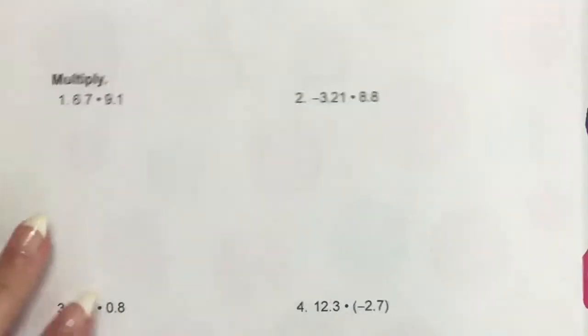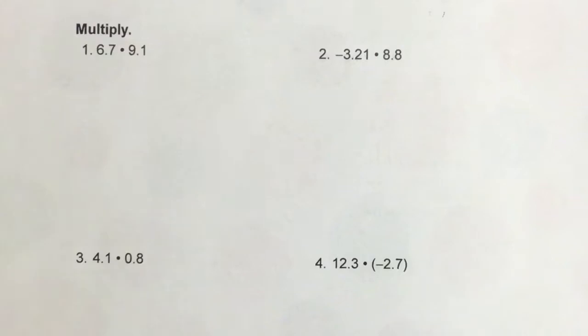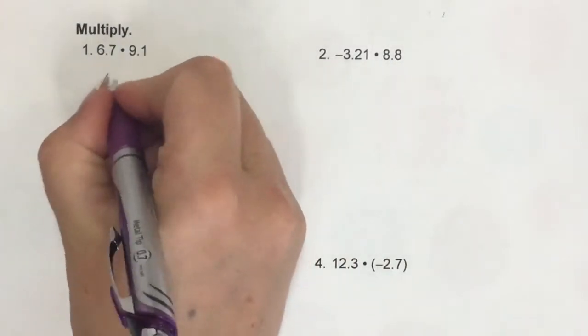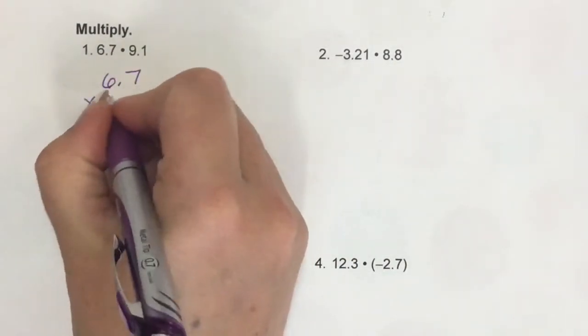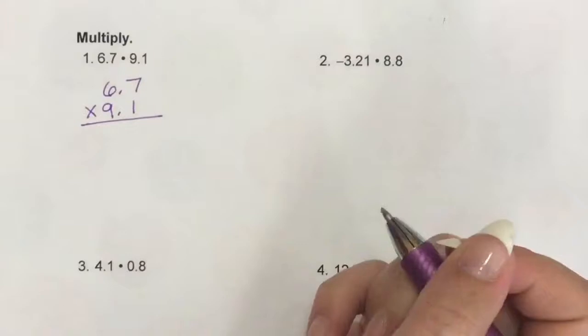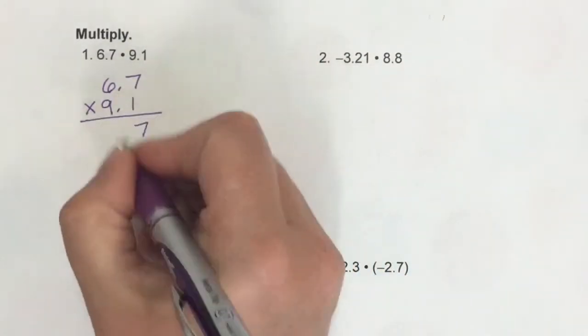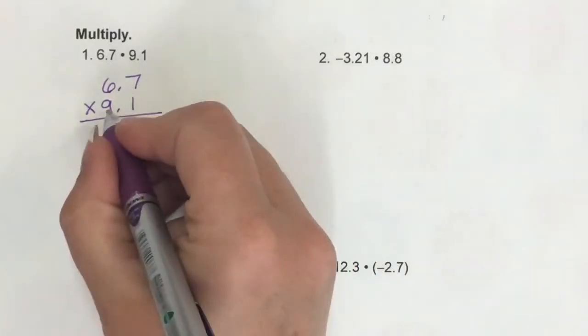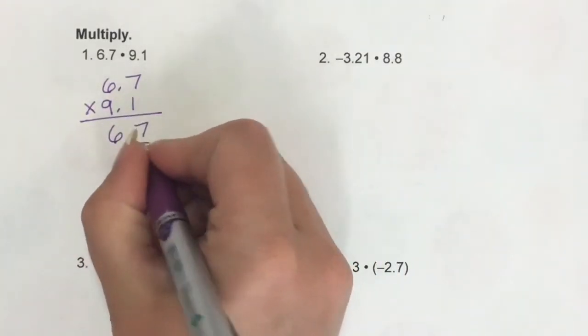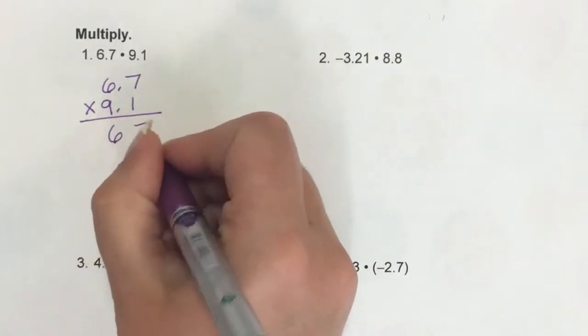Okay, we're back. Let's go ahead and multiply the first one. So remember, the first step is just don't worry about the decimals. We're going to write them down. 6.7 times 9.1, but we're not worrying about them. Now we just multiply like normal. 1 times 7 is 7, 1 times 6 is 6. And then we're to the tens place, so we need to add a 0. We need to write down a 0 in the ones.